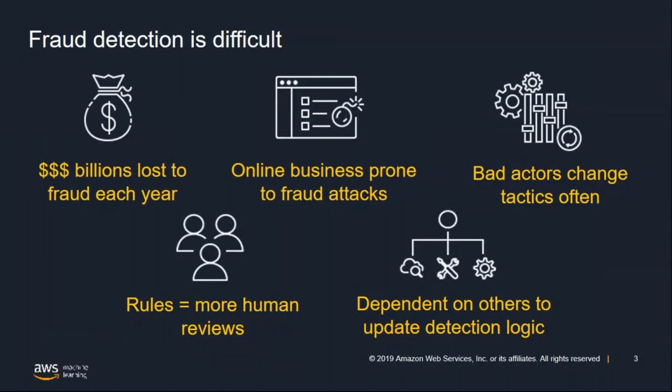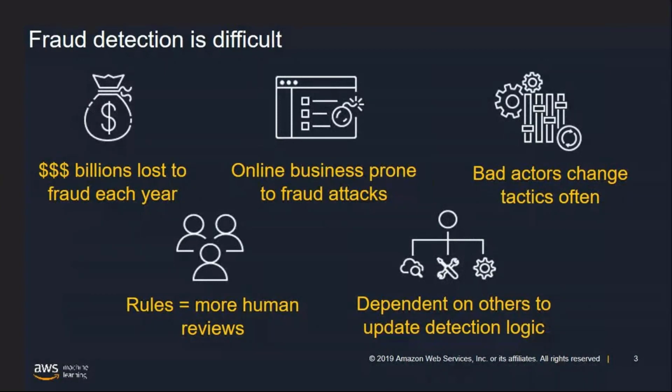For example, fraudsters are constantly changing their tactics, and implementing rules to detect these fraudsters oftentimes is not efficient enough, and it leads to having to hire more humans to review transactions or events individually. And then finally, over the years, fraud detection logic gets baked into different parts of your systems, and so the fraud teams that are responsible for reacting quickly to changing tactics don't have full control over that detection logic, and they're often dependent on other teams.